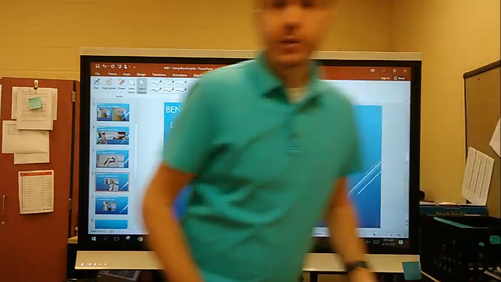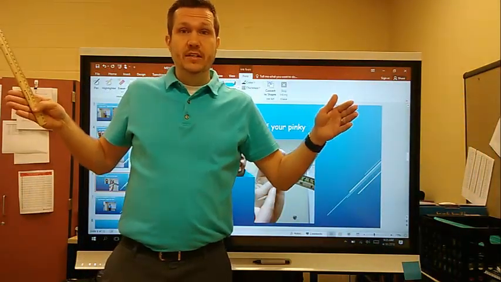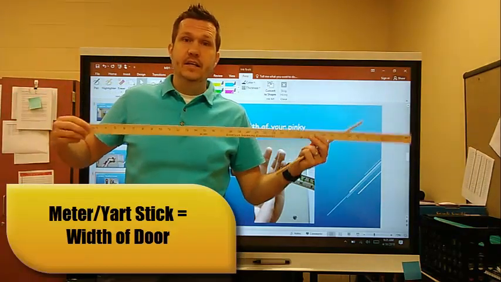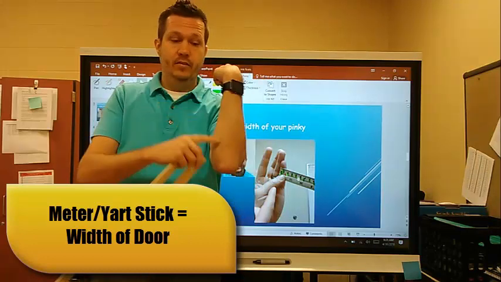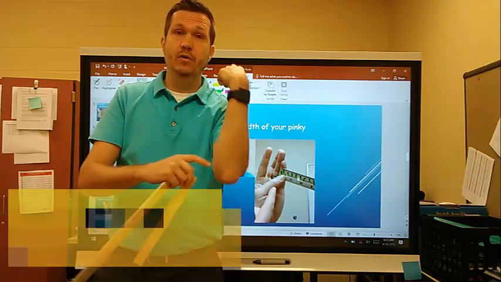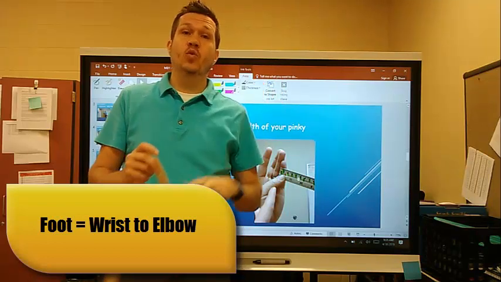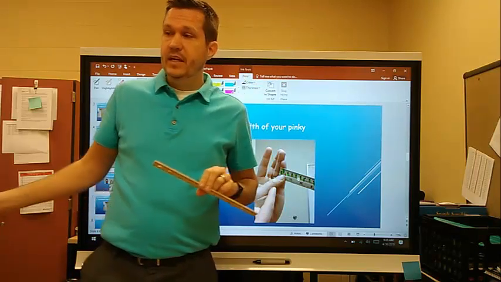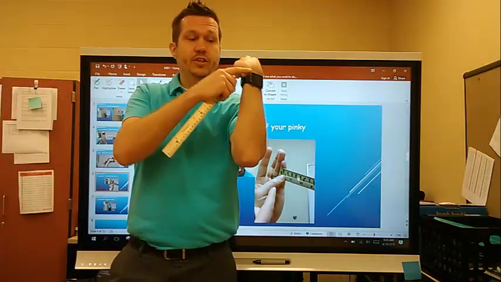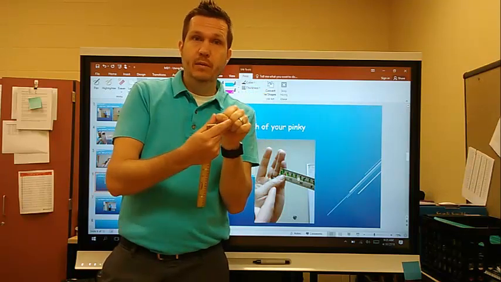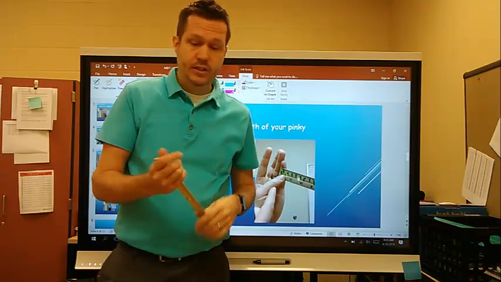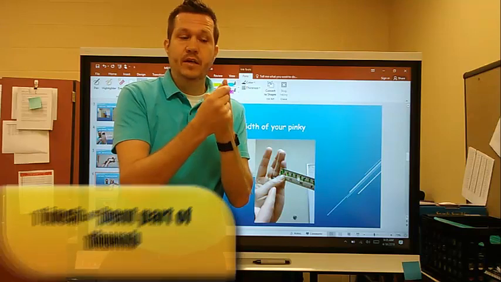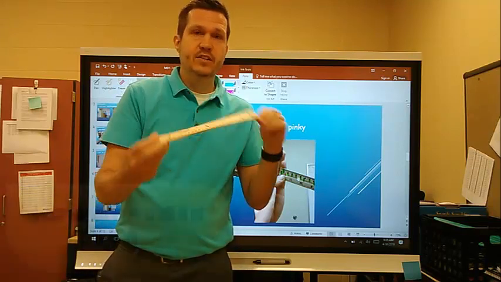So when you're using your benchmarks, you want to think about the width of your door first. If it's about the width of your door, use a meter or a yardstick. If it is about the length of your wrist to your elbow, if it's about that size or smaller than your door, you're going to want to use a ruler. 1 foot, 12 inches. If an object is less than your wrist to your elbow, but more than the bent part of your thumb, you're going to want to use an inch. You're going to want to use the inch part of your ruler right here. But if an object is smaller than the bent part of your thumb and about the size of your pinky, then you want to use centimeters.